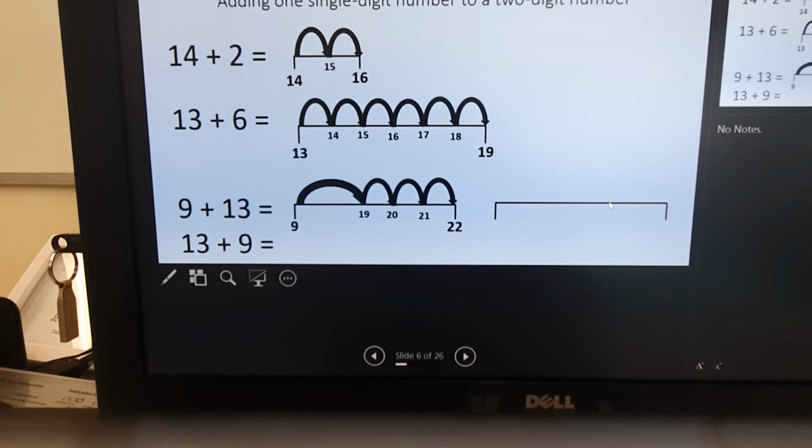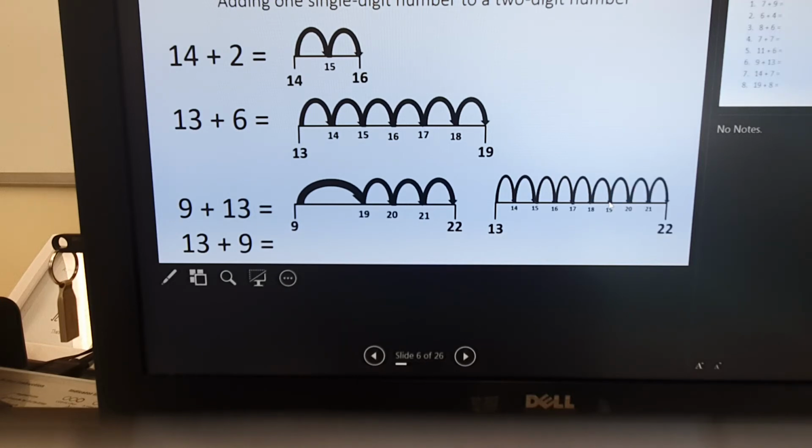Now below, I've used the commutative law and I've switched them round to start with a bigger number, and then I could add on 9 jumps from there. 3, 4, 5, 6, 7, 8, 9 to also get our number of 22.